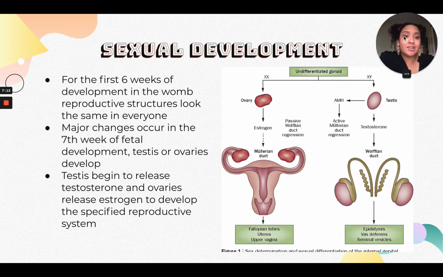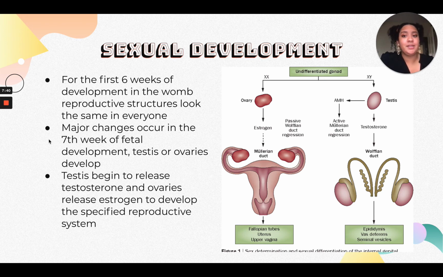So now let's talk about sexual development. So how does the body figure out what we should have in terms of our sexual reproduction? Should we have a uterus? Should we have testicles? So what happens is for the first 6 weeks, everyone is pretty much the same. There's undifferentiated gonads, so that means just an undifferentiated reproductive system.